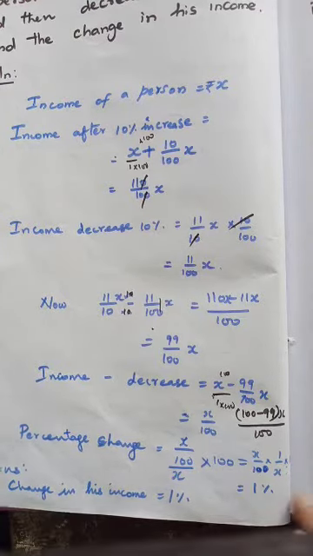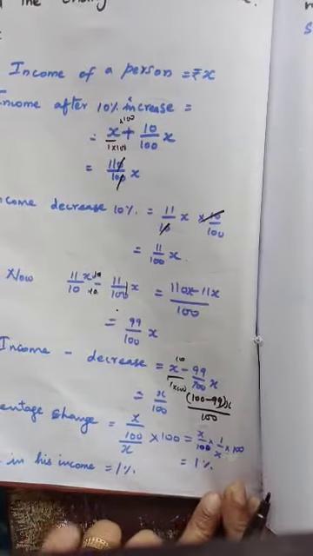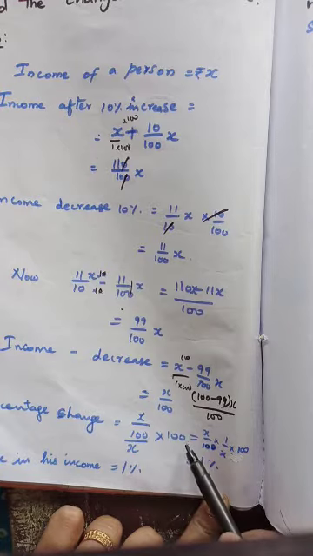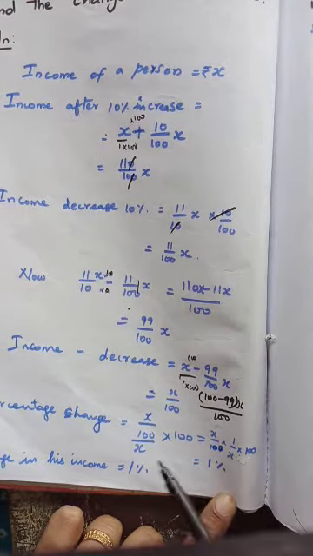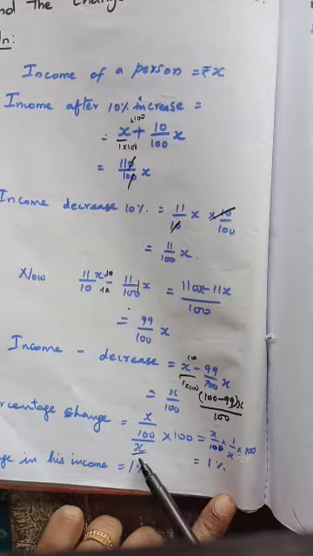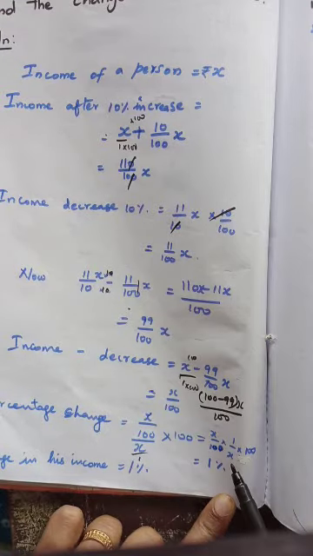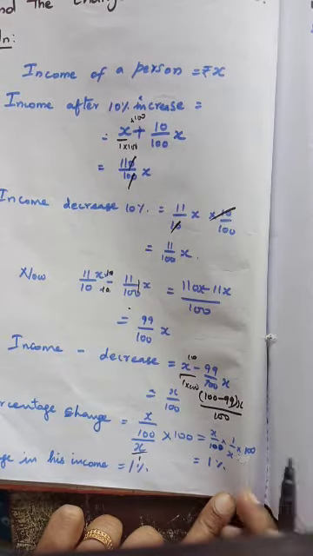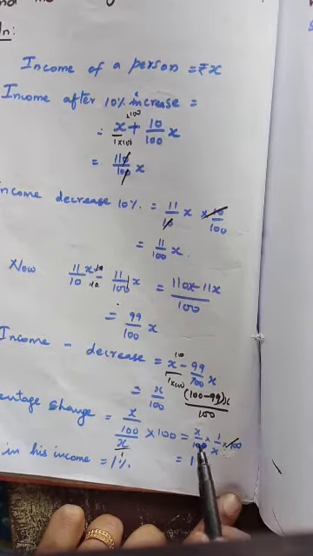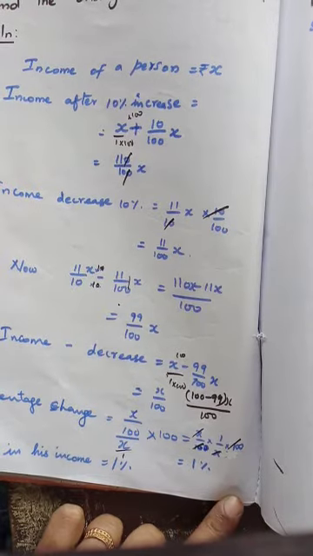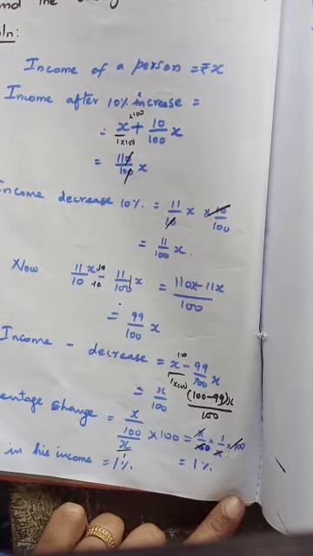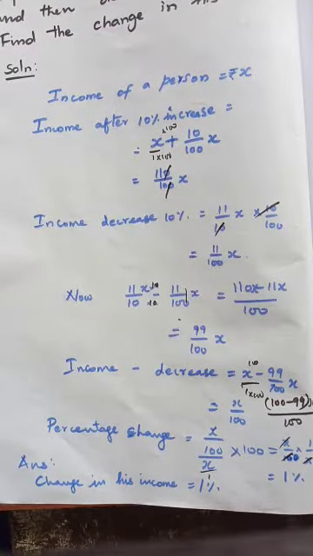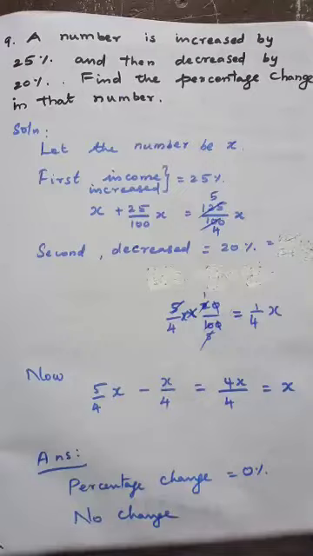So the percentage change. What is the change in percentage? x by 100 divided by x into 100. So x by 100 into, you have to write the x in reciprocal, 1 by x into 100. So here 100, 100 gets cancelled. Then x gets cancelled. 1 is the answer. So the change in his income is 1%. This is the answer.